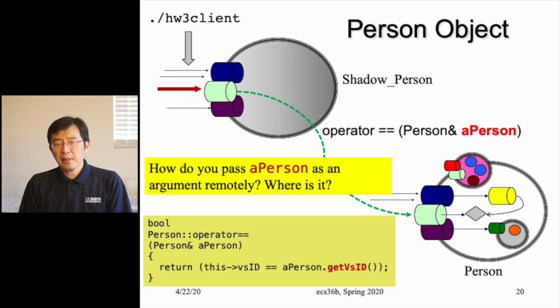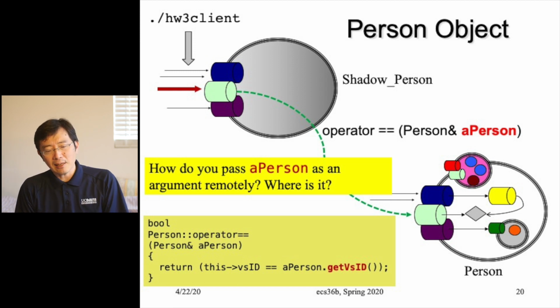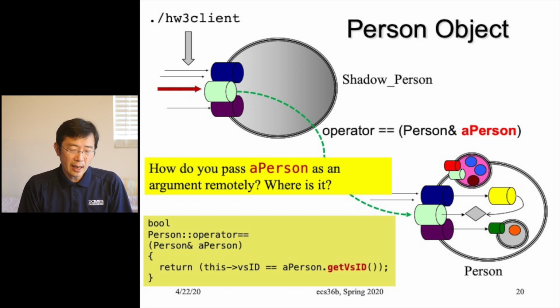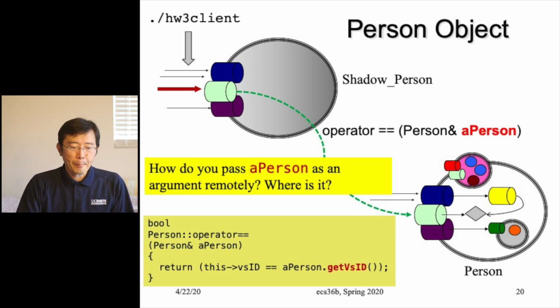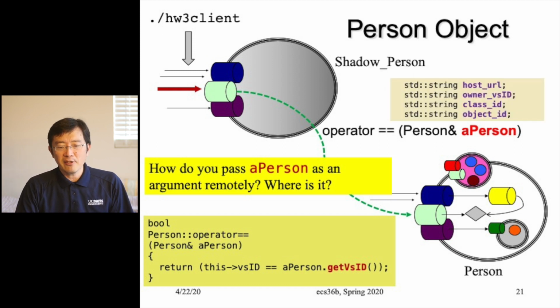So the thing is that we have to decide two things. The first thing is, well, how do we pass a person as an argument remotely? How do we actually pass that reference remotely? And also we need to decide later where it is. So we're going to solve the first problem. The first problem is probably easier.